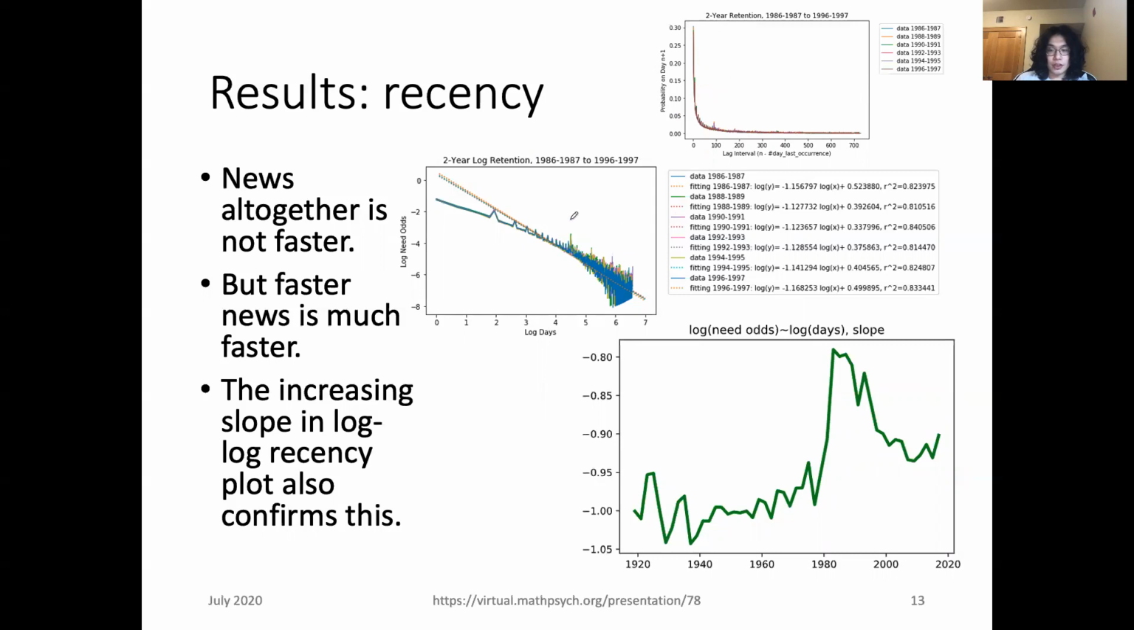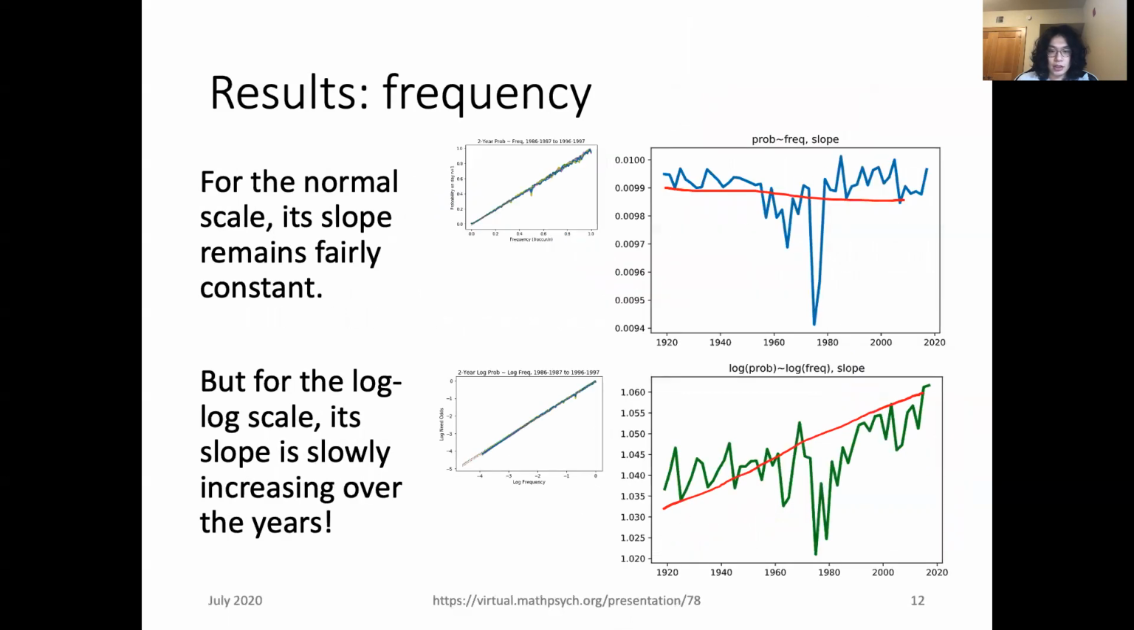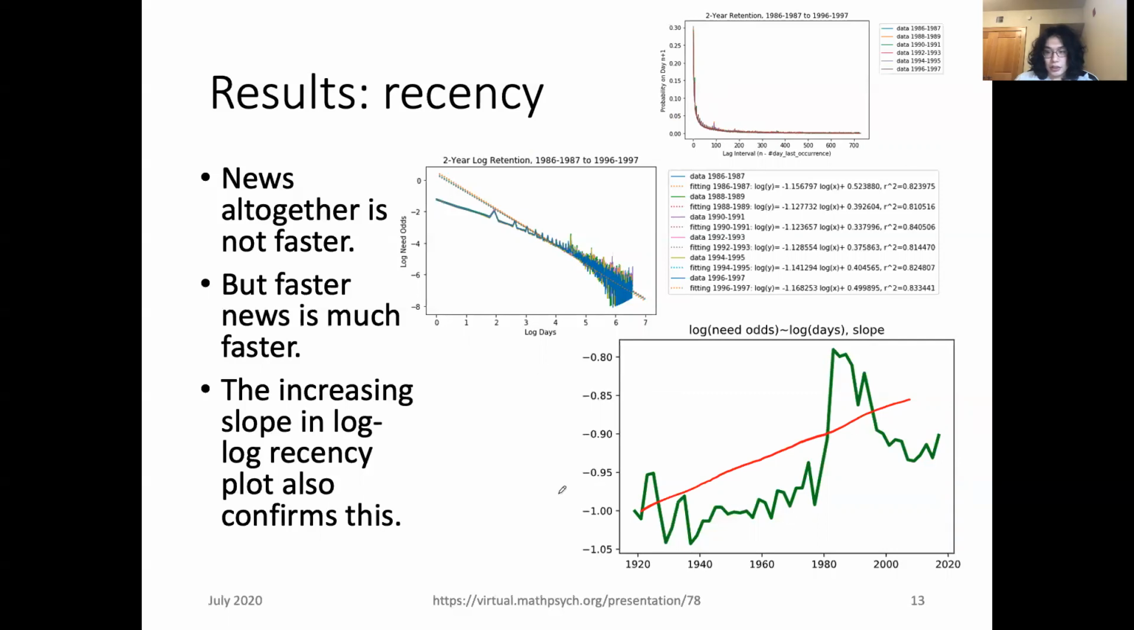We can then transform the figure into log-log scale to get a simple linear function. It may not look obvious, but the slope of the log-log scale figure also increased over the years, from about -1 in 1990 to -0.9 in 2019. Together, the frequency and recency analysis tell us that news altogether is not faster, but faster news is much faster. In other words, news with higher frequency and recency has become faster over the years, so they have a higher probability of occurring in the future.